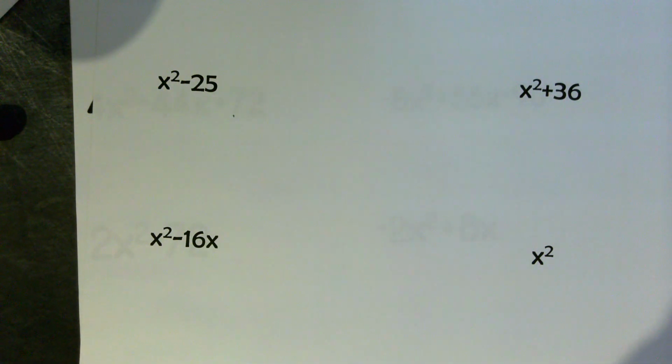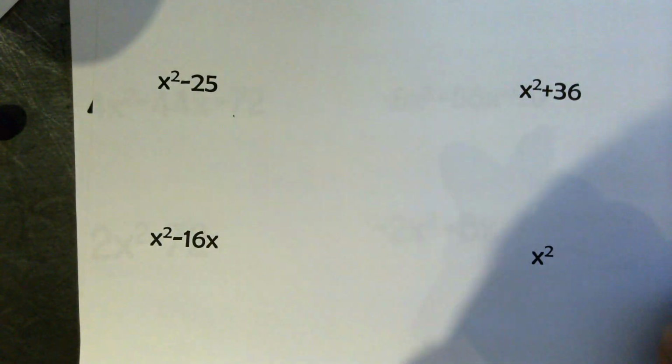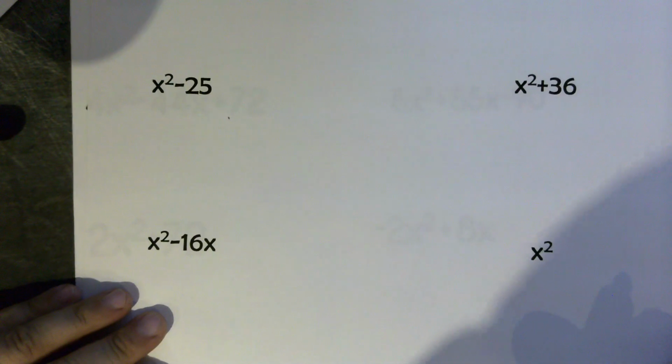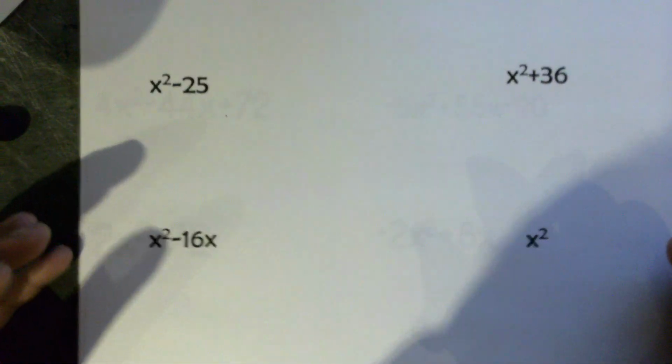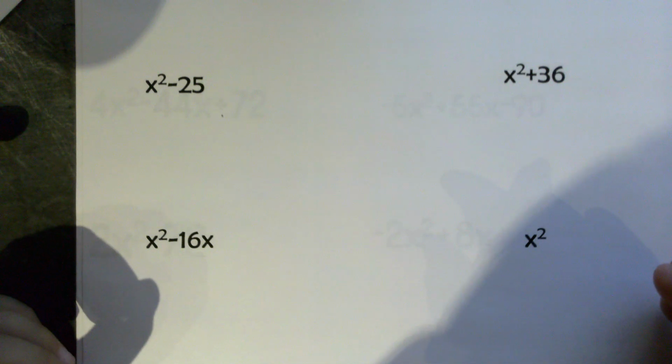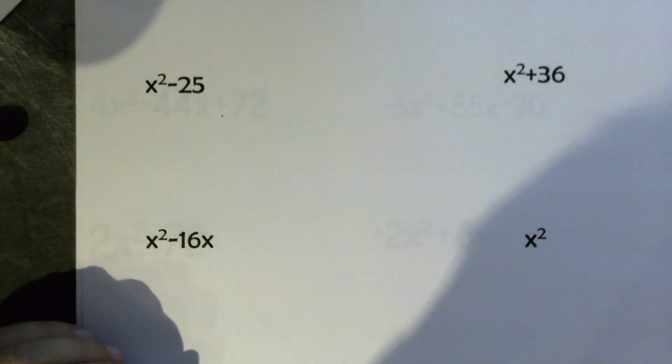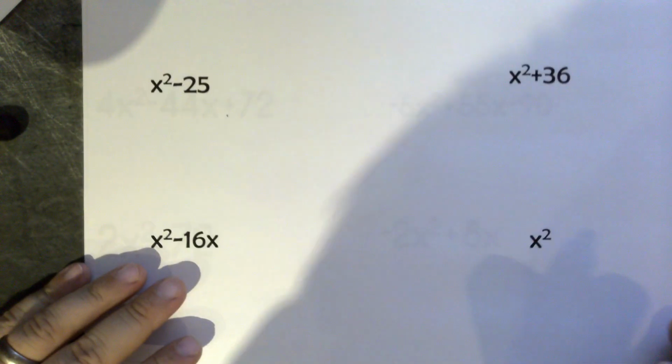Right, there are 4 special types of trinomials. This isn't even really a trinomial, but the quadratics that can be factored, and they look like this. So the first one is when there is no b.